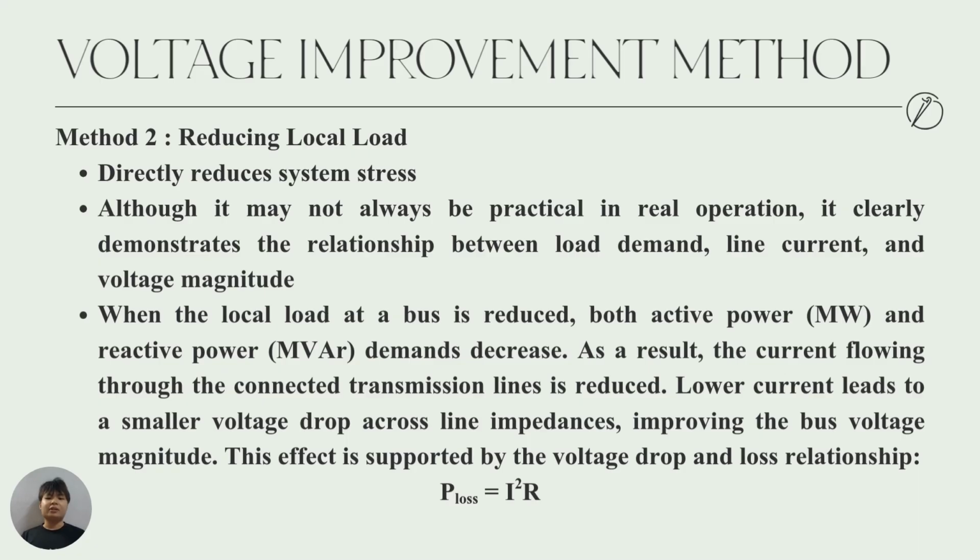As a result, the current flowing through the connected transmission line is reduced. Lower current leads to a smaller voltage drop across the line impedance, improving the bus voltage magnitude. This effect is supported by the voltage drop and loss relationship, where the power loss is equal to I squared R, where I is the line current and R is the resistance.